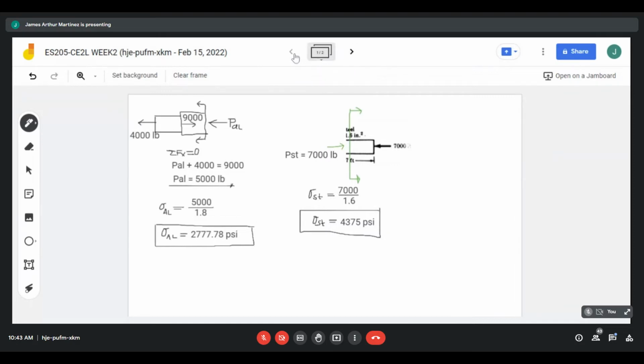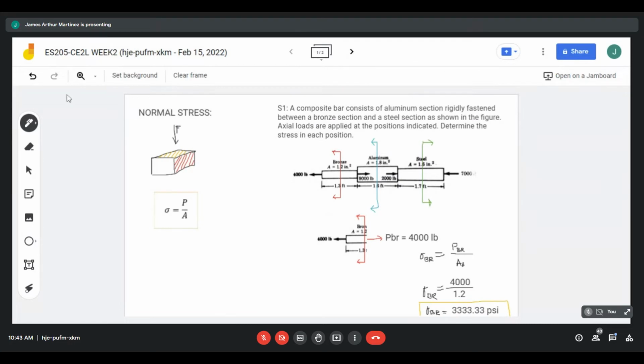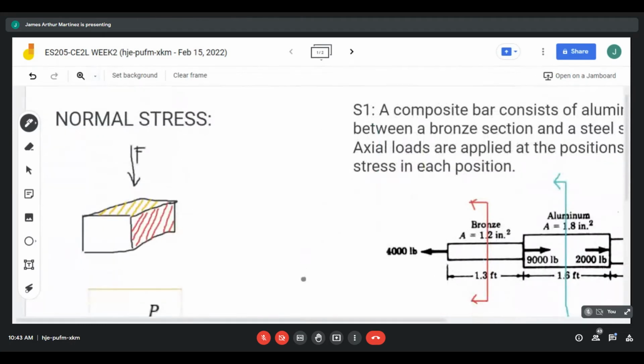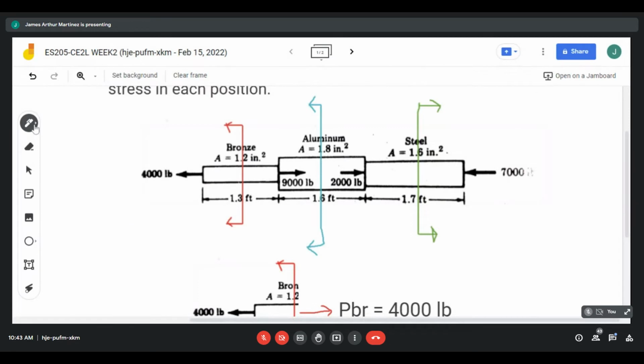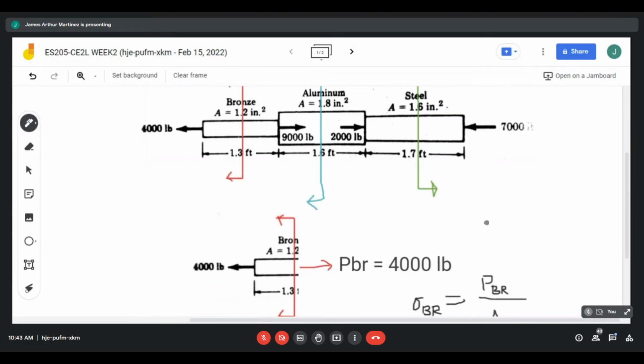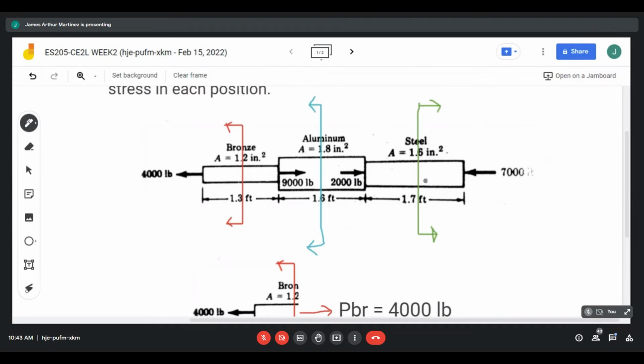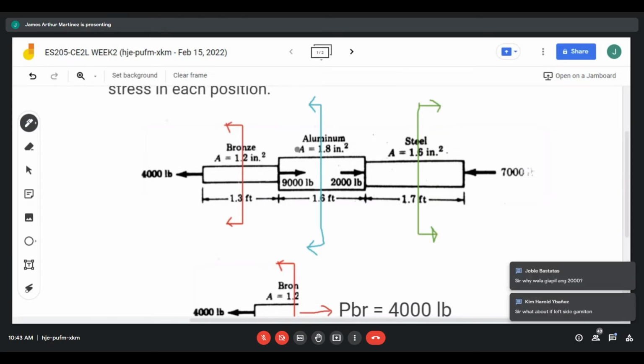If you have no questions, actually, we can also start the analysis from the right side. In my solution today, I started the analysis from the left side of the system, but you can also start here at steel. Then we can get the stress, or the internal reaction at steel. Yes?